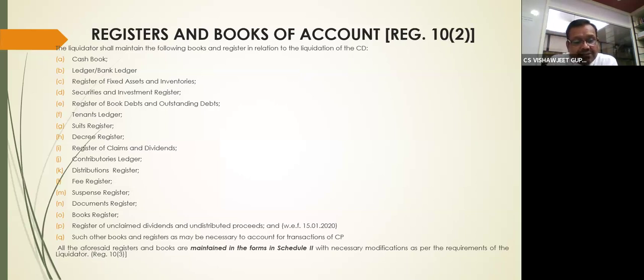All the aforesaid registers and books are maintained in the form given in Schedule 2, with the necessary modifications as per the requirement of the liquidator. So you can also modify the registers as per your requirement, and these registers are given in Schedule 2 of the Voluntary Liquidation Process Regulations.